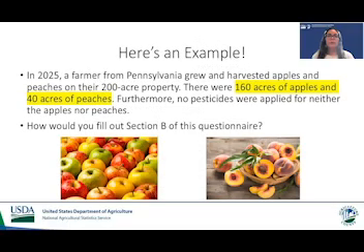So here's an example for you. So in 2025, a farmer from Pennsylvania grew and harvested apples and peaches on their 200-acre property. There were 160 acres of apples and 40 acres of peaches. Furthermore, no pesticides were applied for either the apples nor the peaches. So how would you fill out Section B of this questionnaire?